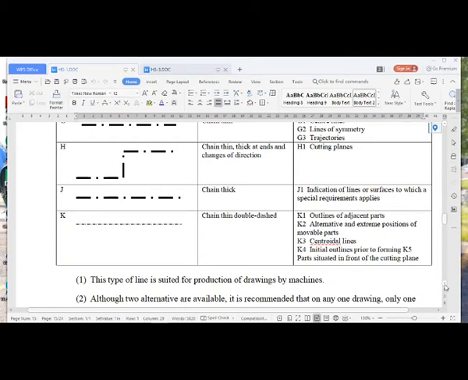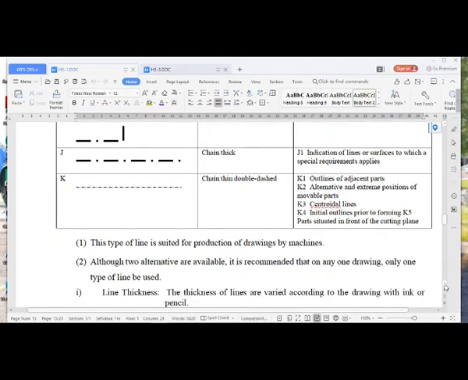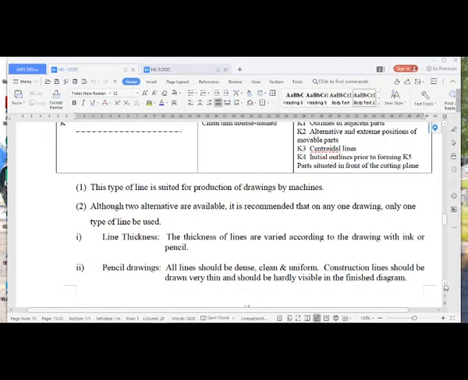a dashed chain thin double dash. It is used for outlines of adjacent parts, alternative and extreme positions of movable parts, centroid lines, initial outline prior to forming, parts situated in front of the cutting planes. So like this, the engineering drawing lines are represented, which are used for special purposes.